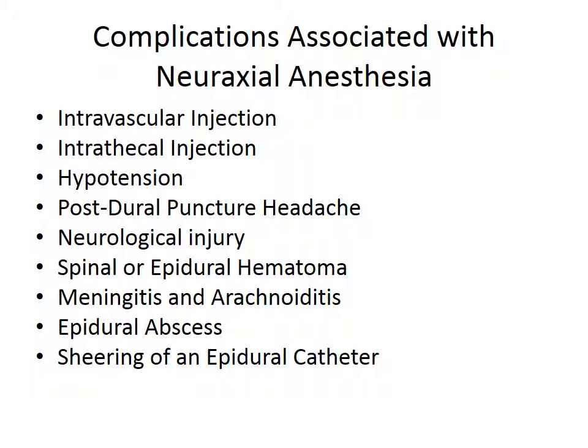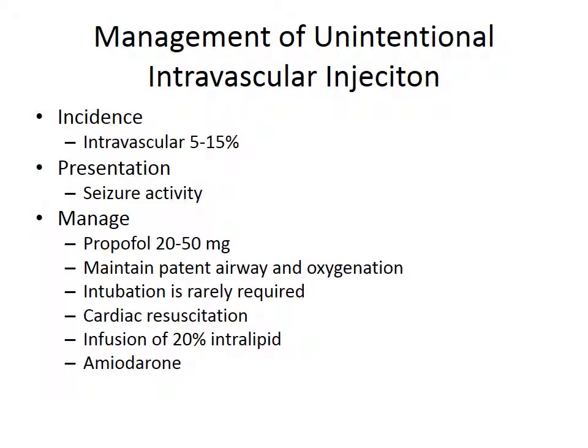Though neuraxial anesthesia is relatively safe, there are a number of complications associated with this method of anesthesia. Listed on the slide are a few of the possible complications. I will discuss intravascular injection, intrathecal injection, hypotension, and post-dural puncture headache in more detail. The incidence of intravascular injection is about 5 to 15%. It is important to recognize unintentional injections early. This can be facilitated by small repeated doses to prevent more serious side effects.